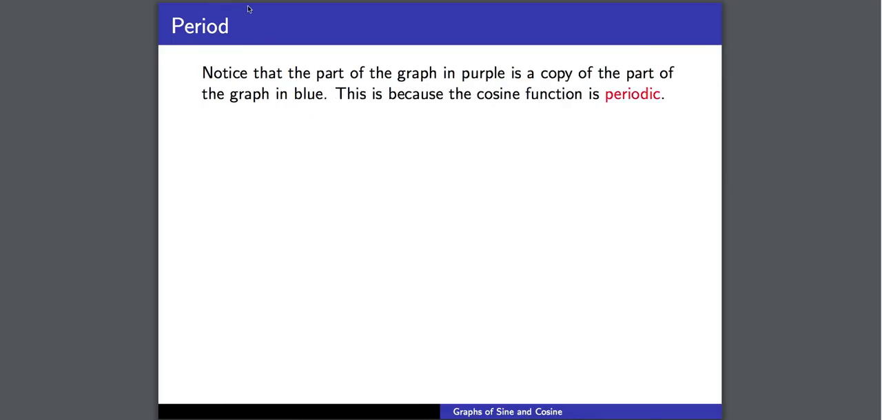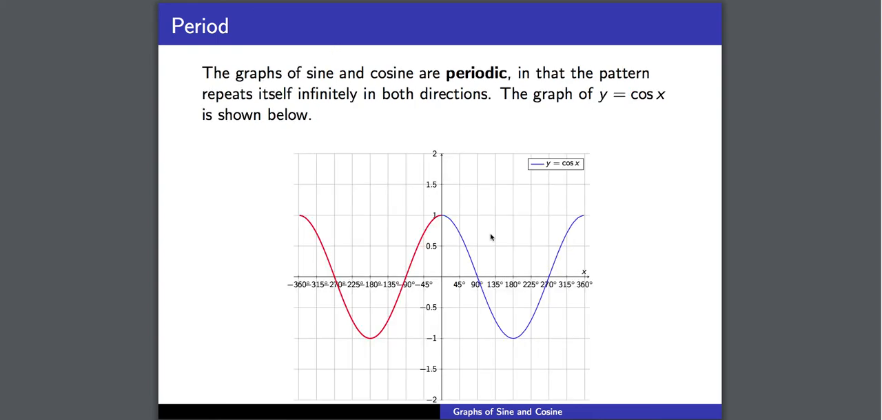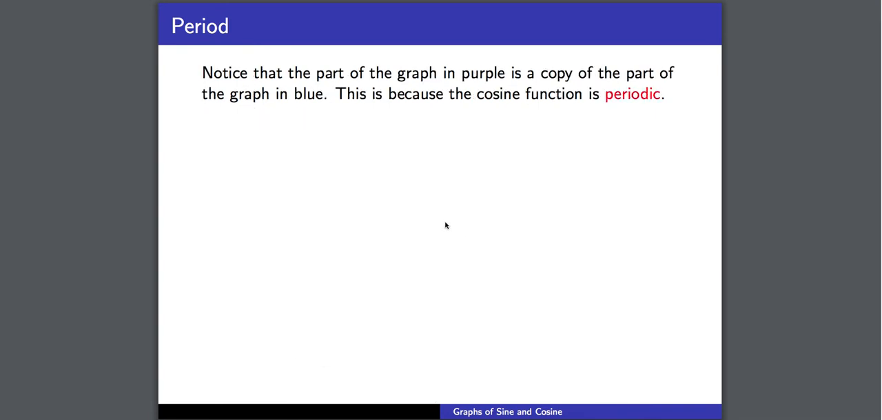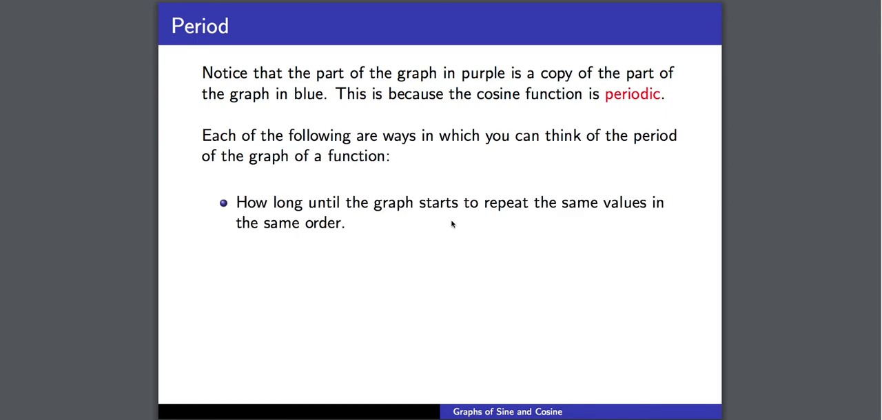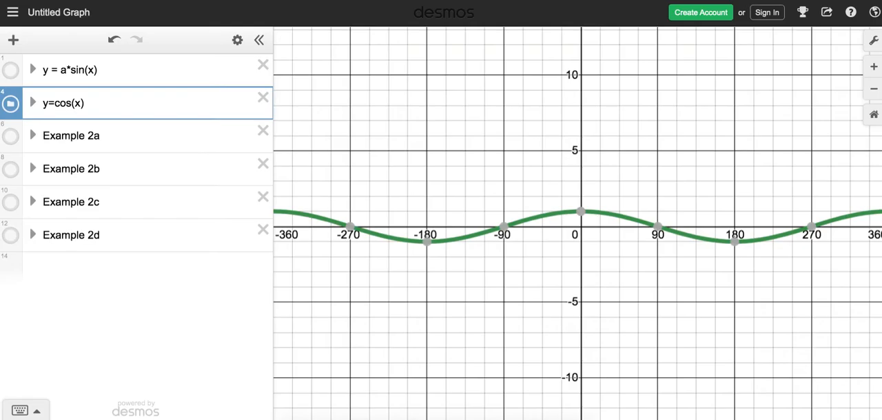So the part in the graph in purple or blue is a copy of the other one, or in this case, red, I should say. So we copy the graph and we just paste it forever right and we paste it forever left. And that's because the cosine function as well as the sine function is periodic. So each of the following ways are ways in which you can think of the period of the graph of a function. It's how long until the graph starts repeating the same values in the same order.